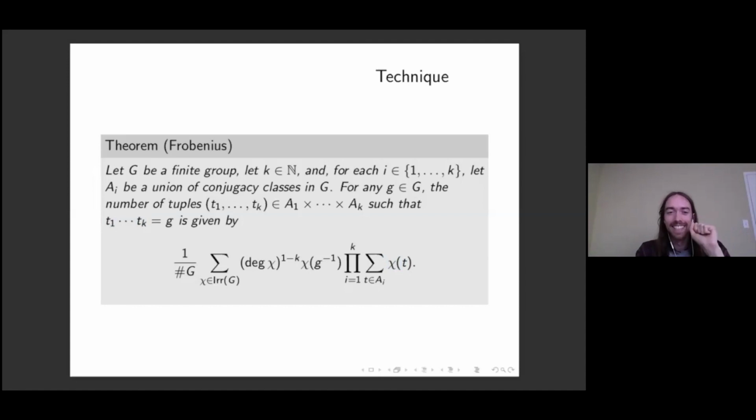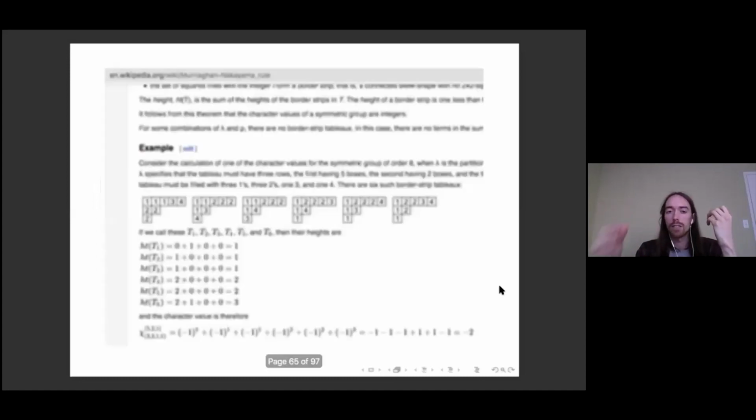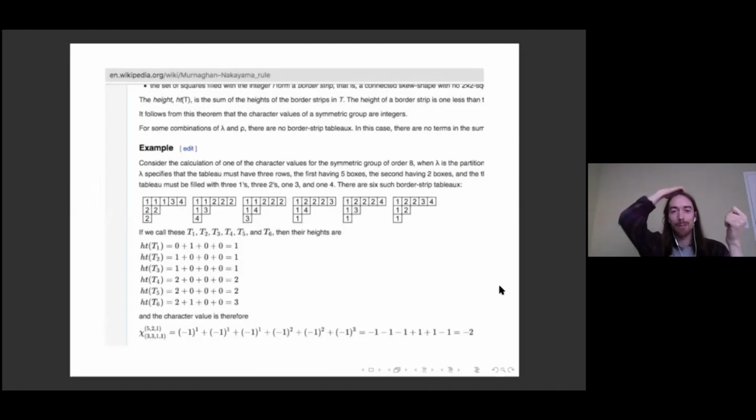Here you go. And for the symmetric group, we have the Murnaghan-Nakayama rule, which is a very nice combinatorial formula for the characters. You have this signed sum over border strip tableaux of shape lambda and type mu. It's so concrete that there's an example on the Wikipedia page that walks you through how to do it. And I highly recommend, if you're curious about the Murnaghan-Nakayama rule, to go work through an example there.